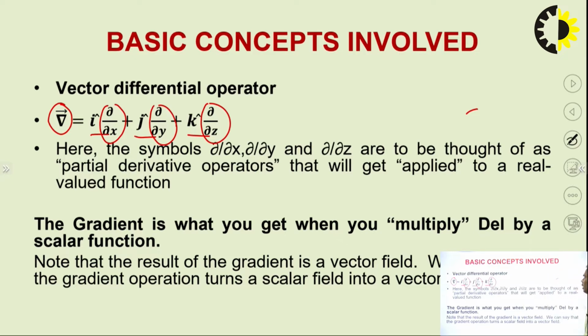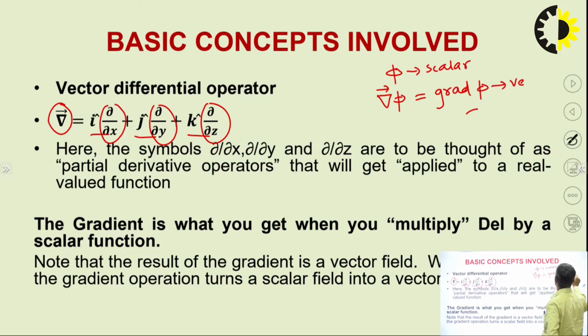So, here the symbols del by del x, del by del y and del by del z are to be thought of as partial derivatives. So, that will get applied to a real valued function. Suppose we have function phi. If we apply this del operator, this will be known as grad phi, gradient phi. This function is scalar, but this gradient phi is vector.